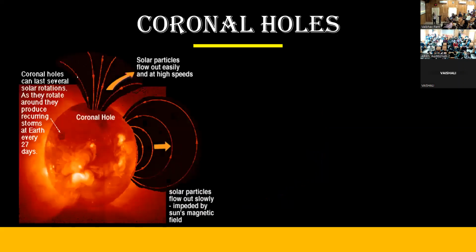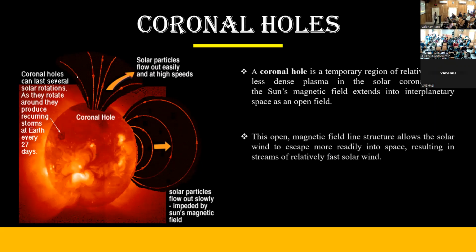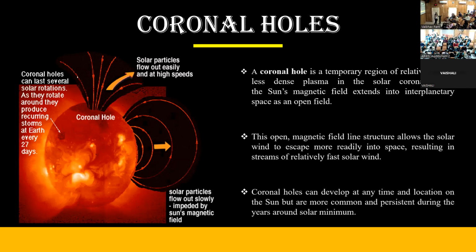Okay, so what are coronal holes? A coronal hole is a temporary region of relatively less dense plasma in the solar corona, where the temperature is low and it's less dense. The sun's magnetic field extends into interplanetary space as an open field. This magnetic field allows the solar wind to escape more readily into space, resulting in streams of relatively fast solar wind. Coronal holes can develop anytime during the solar cycle, but are more prominent during the solar minimum.